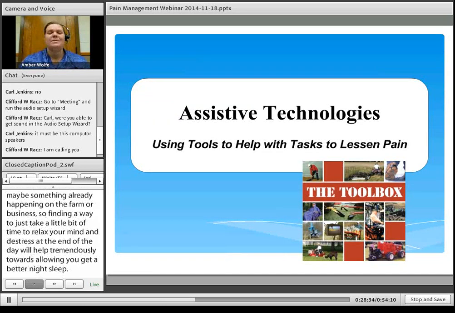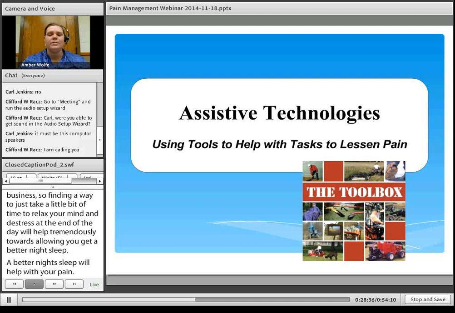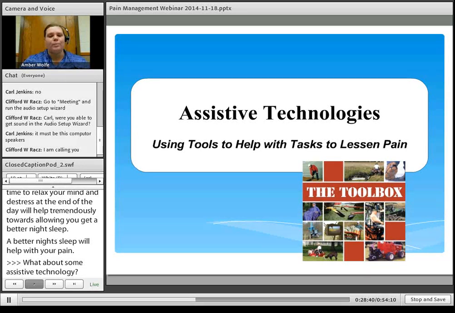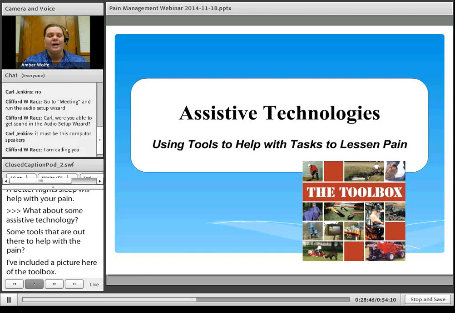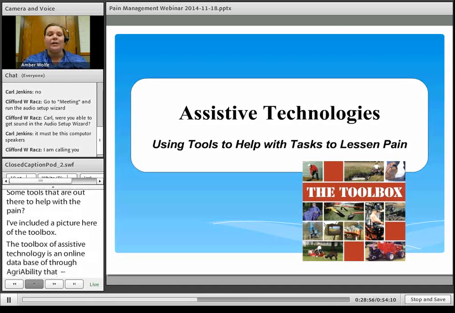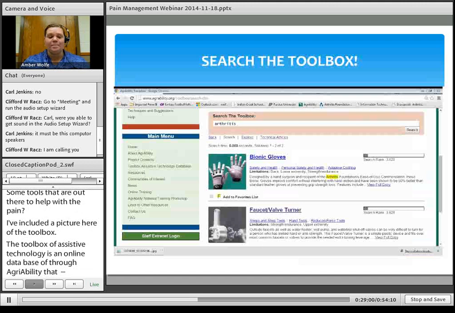So what about some assistive technologies, some tools that are out there to help with the pain? I've included a picture here of the toolbox. The toolbox of assistive technology is an online database through AgrAbility that includes several different forms of assistive technologies, modified tools, adapted and enabling tools for all forms of different disabilities. There are several in this database that are very pertinent to arthritis pain as well. We're going to go through a couple of those in the next few slides.